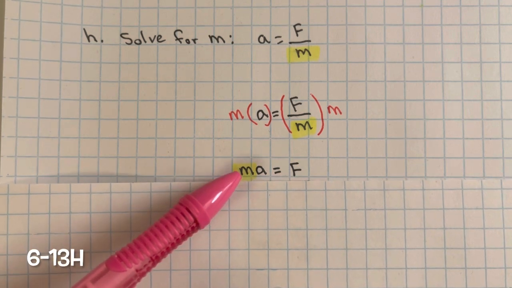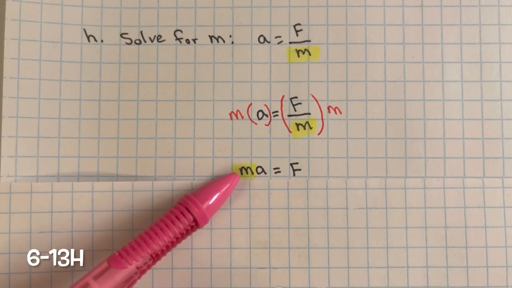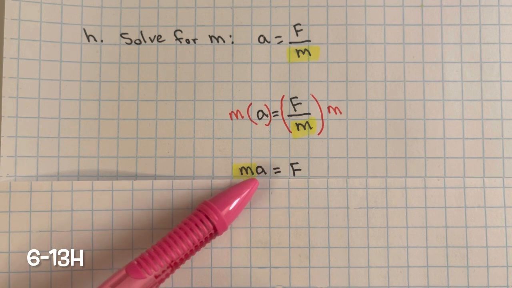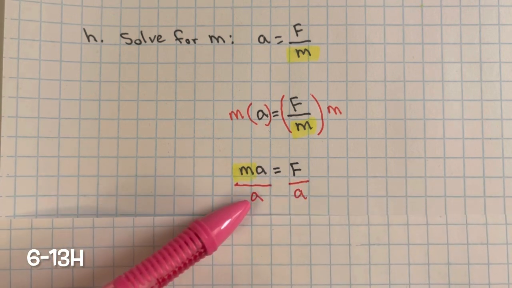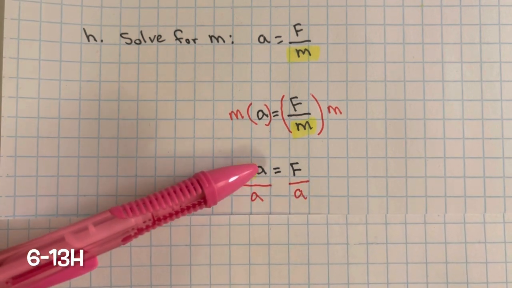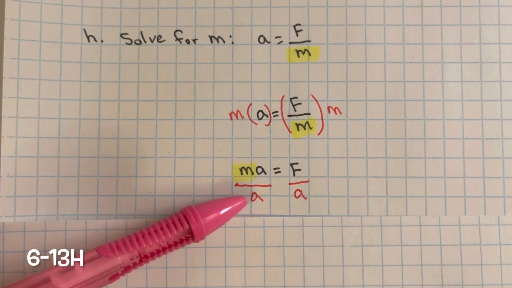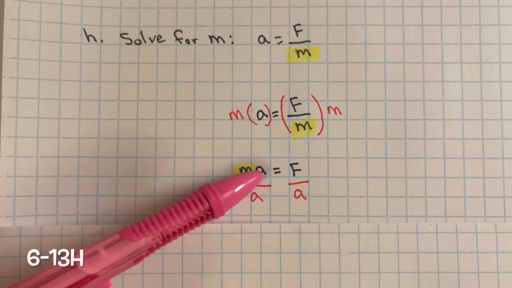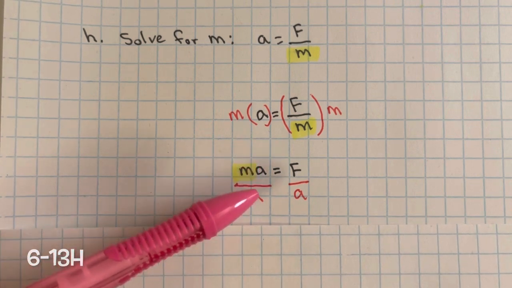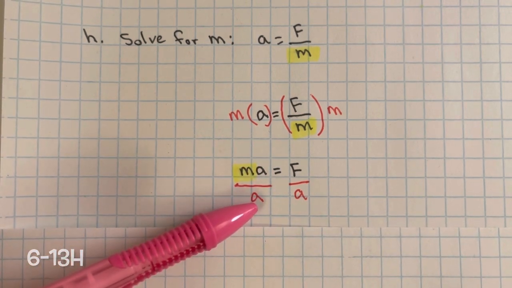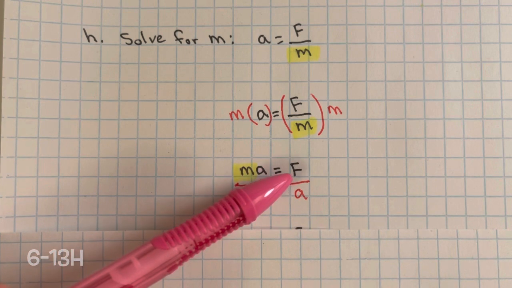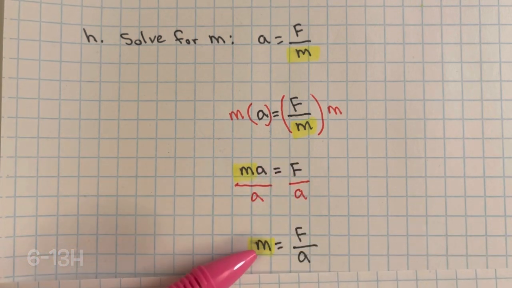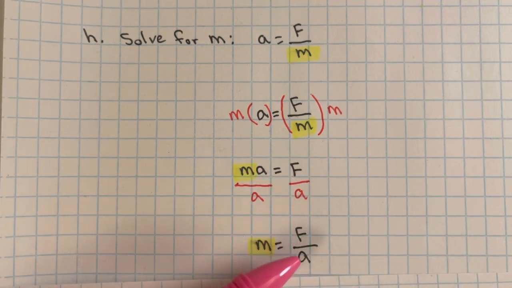And again, we want to solve for m. So this is multiplication. Inverse property of multiplication is division. We're going to divide by a. A divided by a equals 1. No matter what value you put in for a, if you said a was 100, well, 100 divided by 100 equals 1. What you do to one side, you do to the other. So m equals f over a.